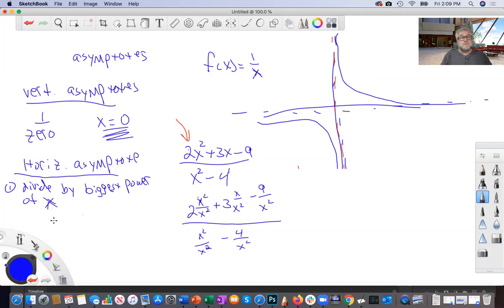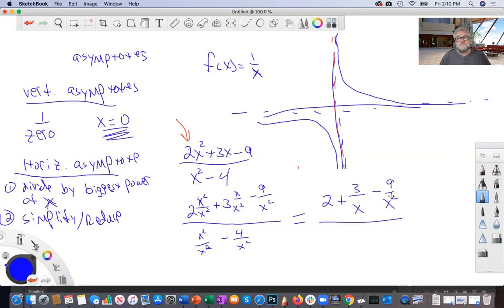Okay, step 2: simplify and reduce. Well, I can see x squared over x squared is 1. x over x squared will give me 3 over x, and I can't do anything to this. x squared over x squared is 1, minus 4 over x squared.